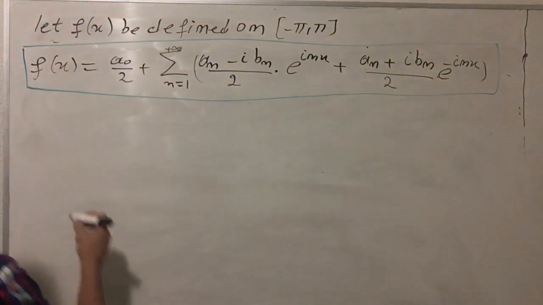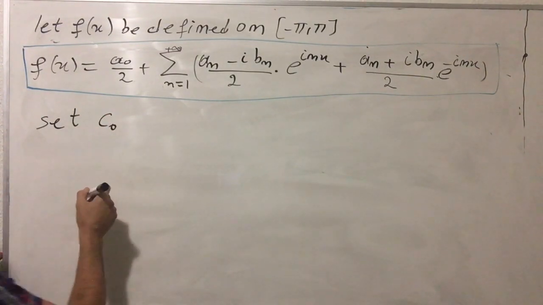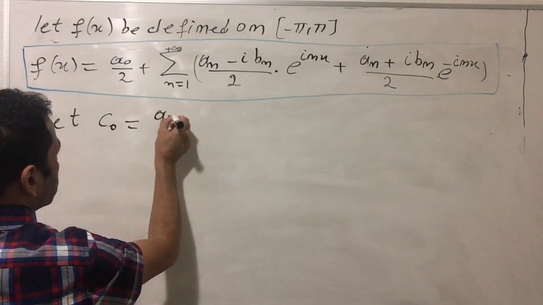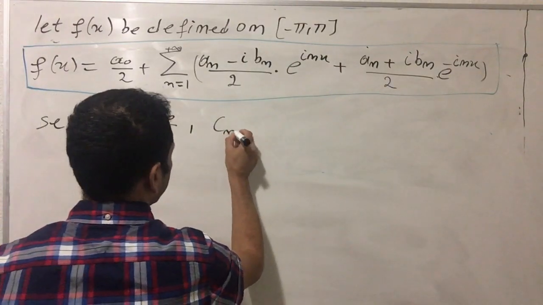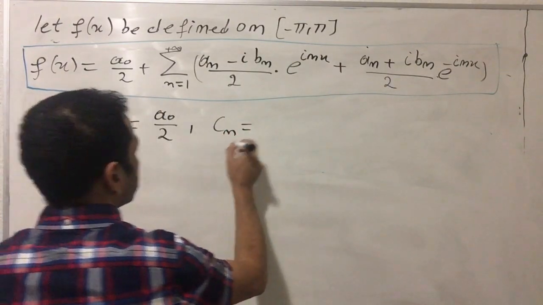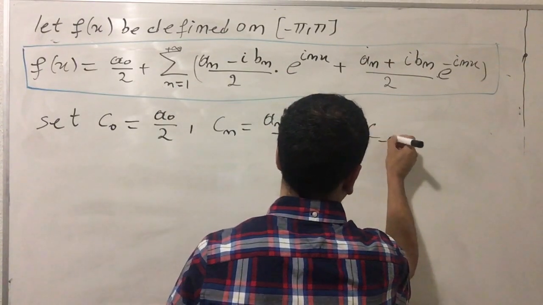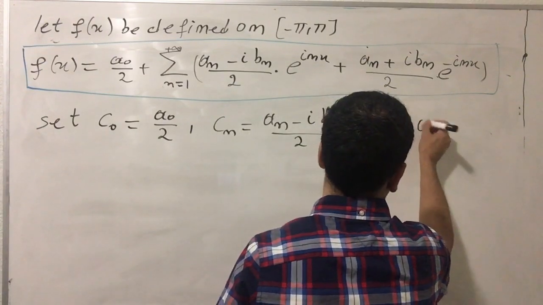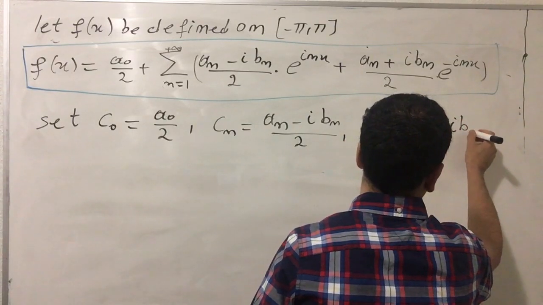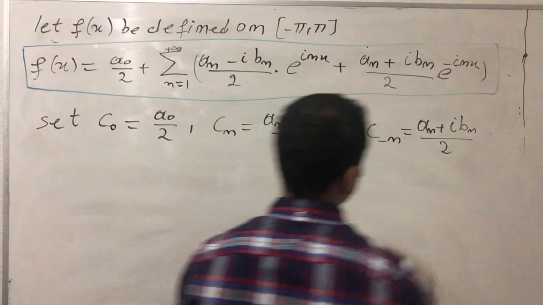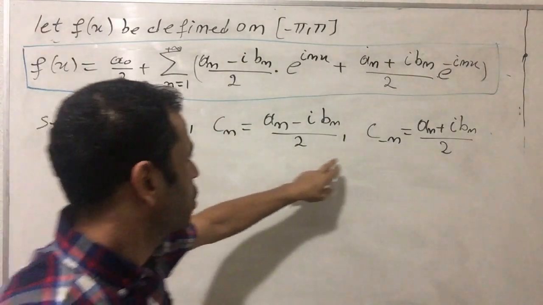Okay, so set c naught equal to a naught over 2, and c sub n equal to a sub n minus i b sub n over 2, and c minus n equal to a sub n plus i b sub n over 2. These are called the Fourier series coefficients.